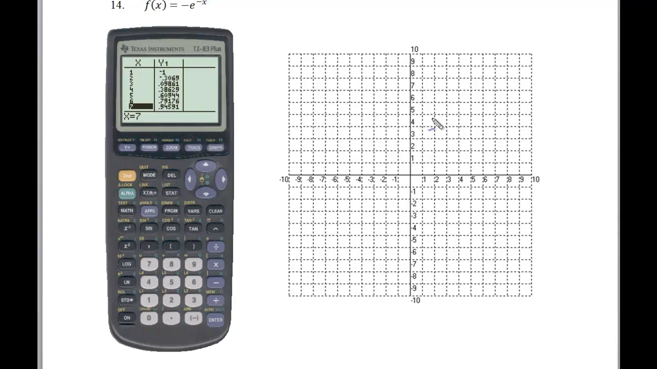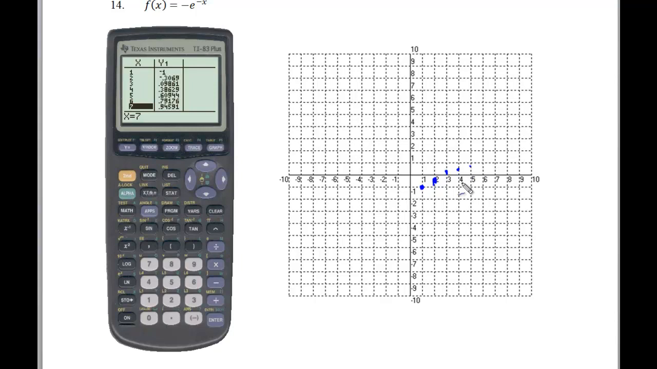Okay, so it looks like 1 on my x is negative 1 on my y. 2 on my x is negative 0.3. And then 3 on my x is now positive, so about a tenth. 4 on my x is now 0.4.